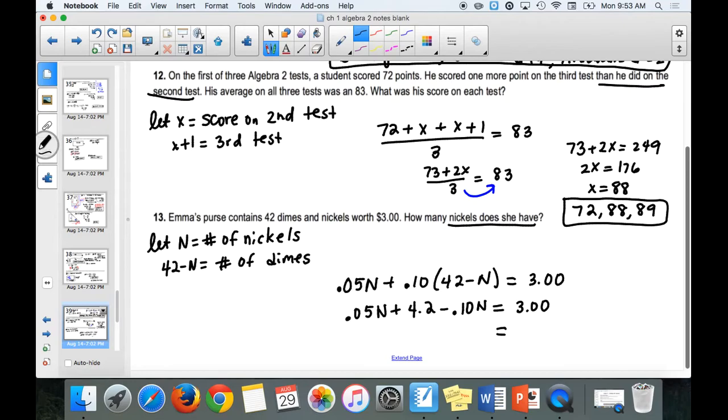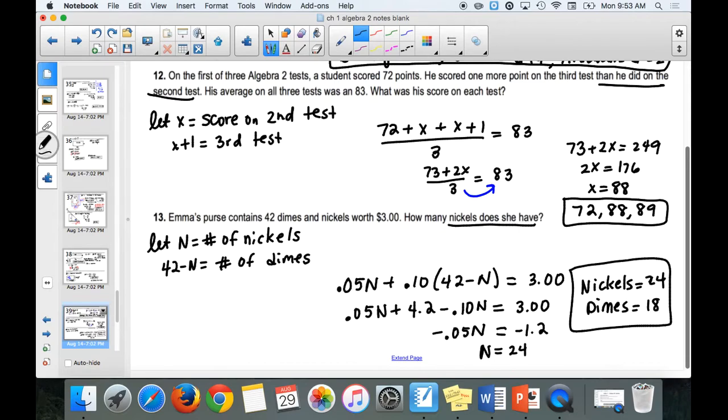So when I do 0.05 minus 0.10, I get negative 0.05 n. And then when I do 3 minus 4.2, I get negative 1.2. So when I do negative 1.2 divided by negative 0.05, I get n equals 24. So that means my number of nickels is 24, and my number of dimes is going to be 42 minus that. So 42 minus 24 is going to be 18. So that's our answer.